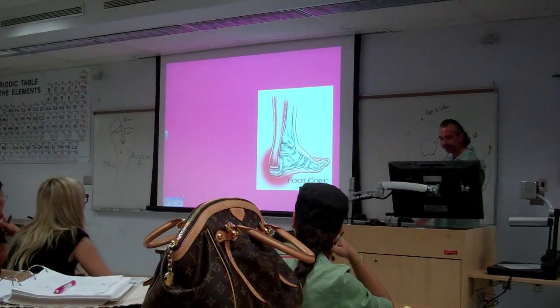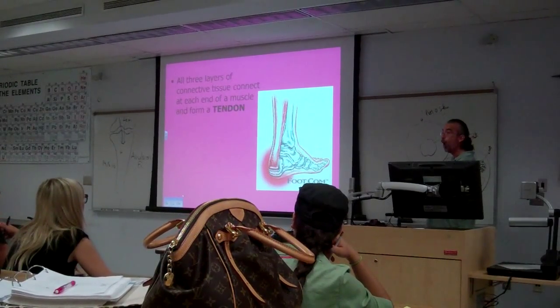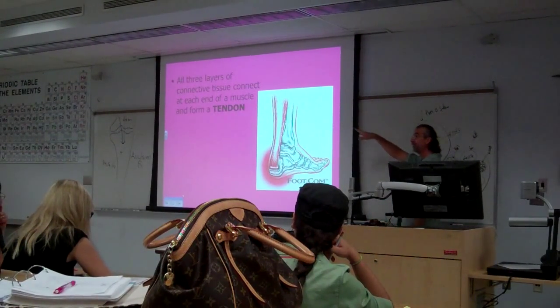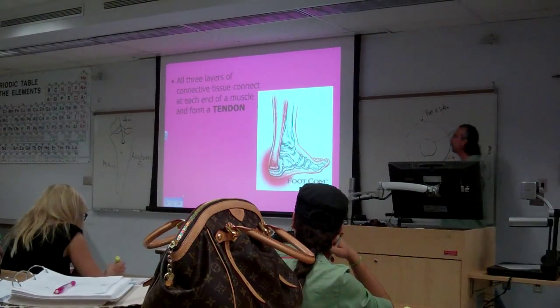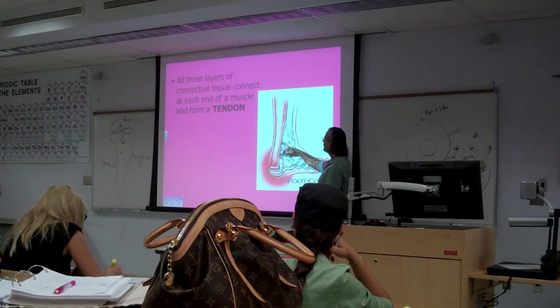It goes straight down. So anyways, you're going to total all three layers, and all three of those layers, my epi, endo, peri, wrap together, and they form these really strong tendons.